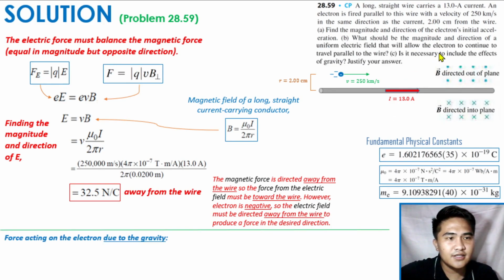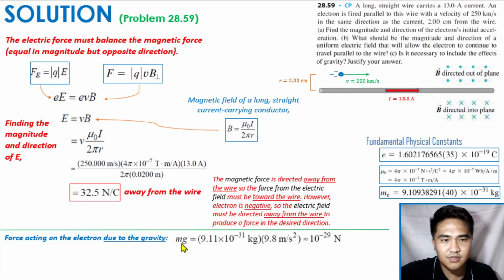For part C, is it necessary to include the effects of gravity? Justify your answer. So, in solving the force acting on the electron due to gravity, we have mg. Substituting the value, this is the mass of the electron multiplied by the acceleration due to gravity, this will give us approximately 10 to the negative 29 Newton.